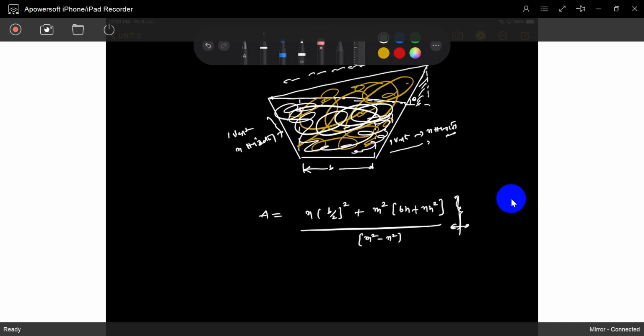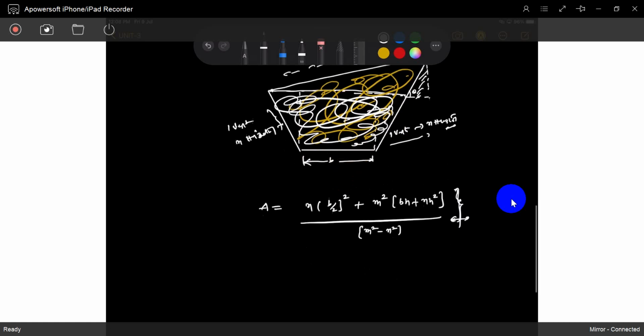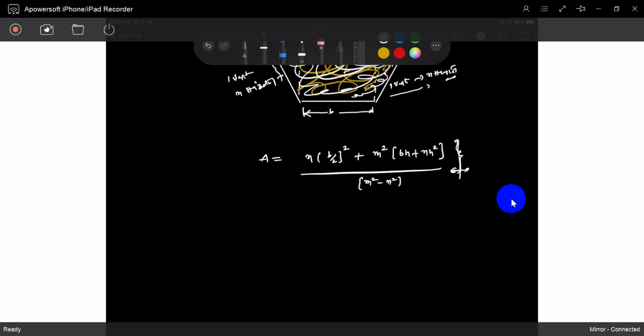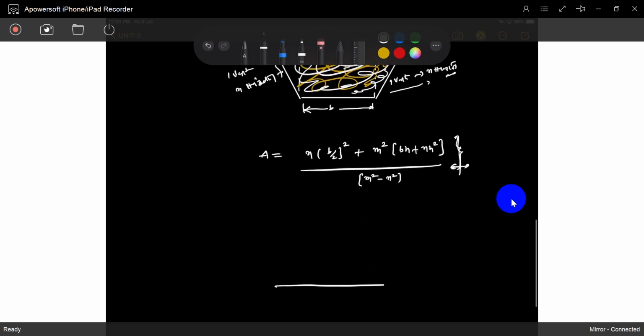So these are the types of areas. There are different sections also. Some sections are like this.